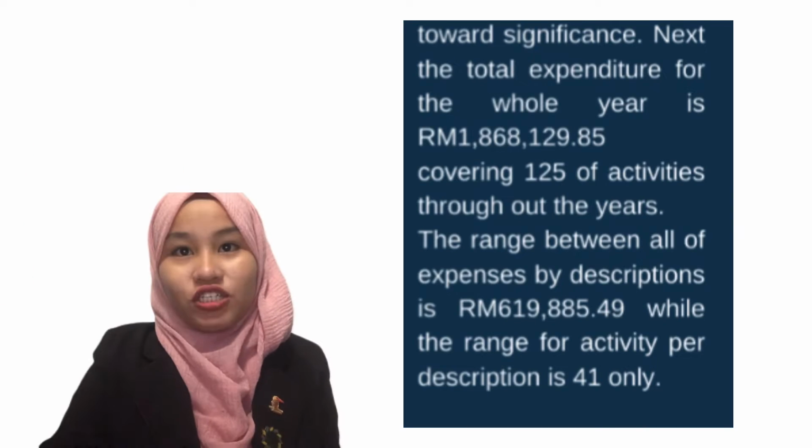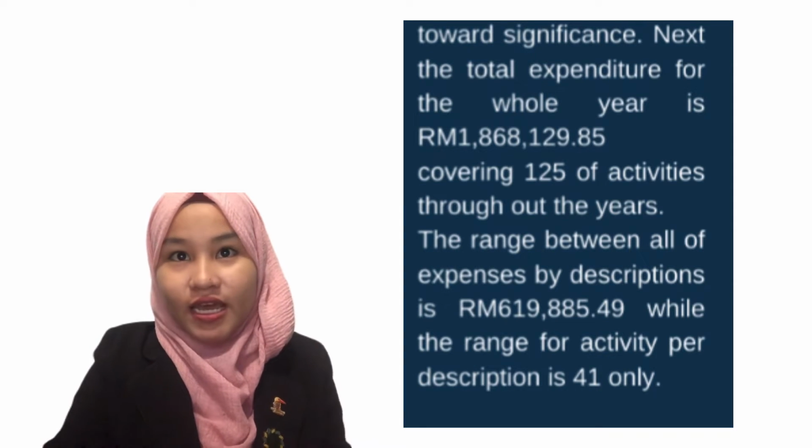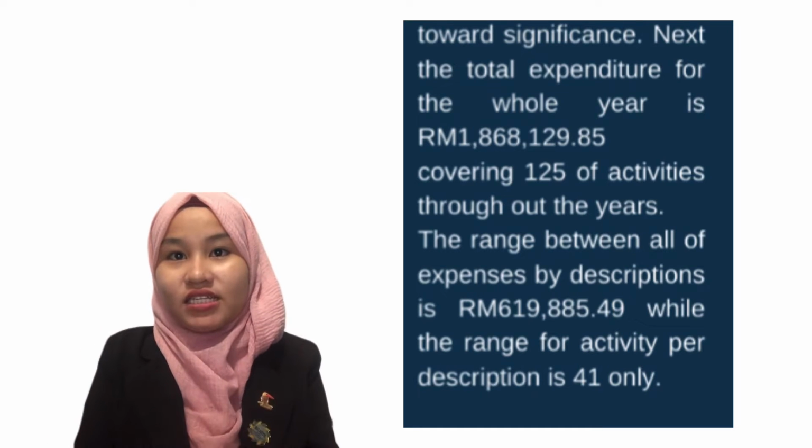Next, we conclude the total expenditure for the whole year is 1,868,129.85, covering 1 to 5 activities throughout the year. I would like to explain that the transactions made for 1.8 million cover 1 to 5 activities, and the range between all of the expenses by descriptions is 600,019,885.49, while the range for activity per description is 41 only. As we all know, range is the difference between the maximum of expenses or activity and the minimum of expenses or activity.